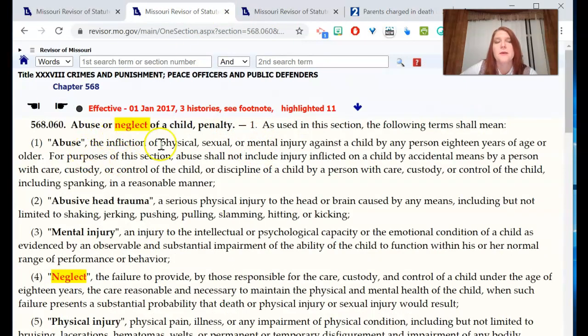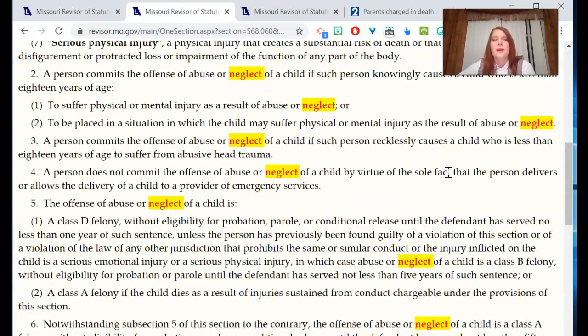the other is abuse or neglect of a child. And that all is a little bit different. And this would be like if the kid ended up being okay, if the kid didn't die. You could say abuse is the infliction of physical, sexual, or mental injury against a child by any person 18 years of age or older. And it says not by accidental means of a child hurt in that way. And then they have that on here.